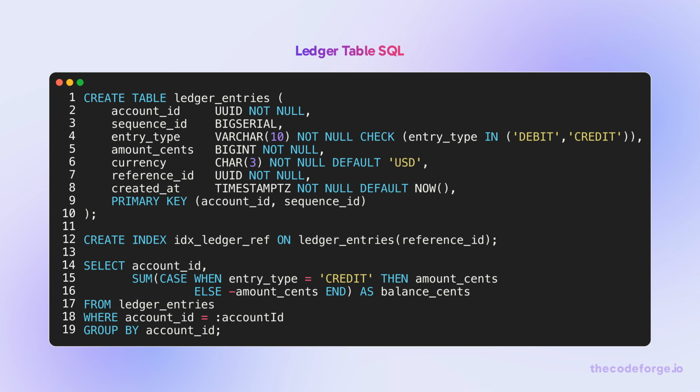This SQL creates an append-only ledger table. Each entry has a type, amount in cents, and a reference. The balance query sums credits minus debits. Never update or delete rows, always insert.